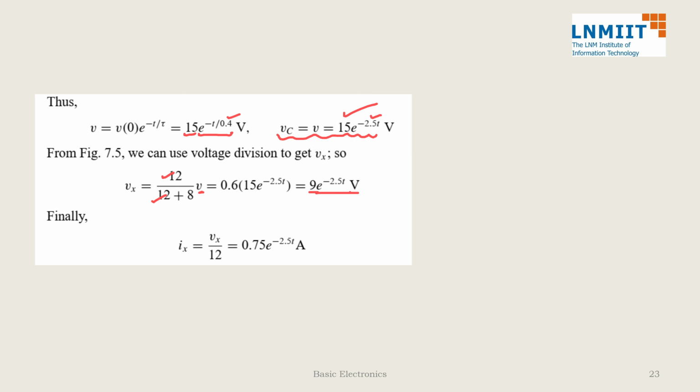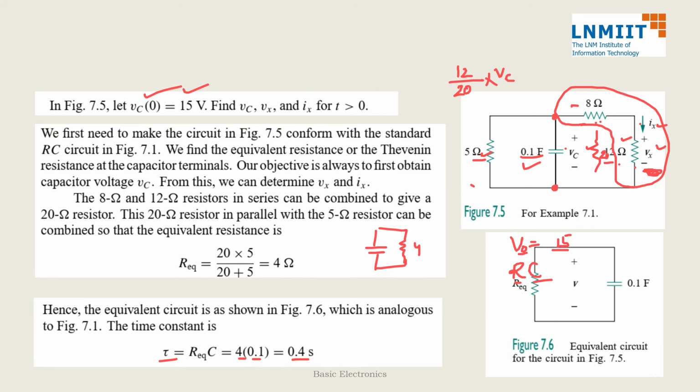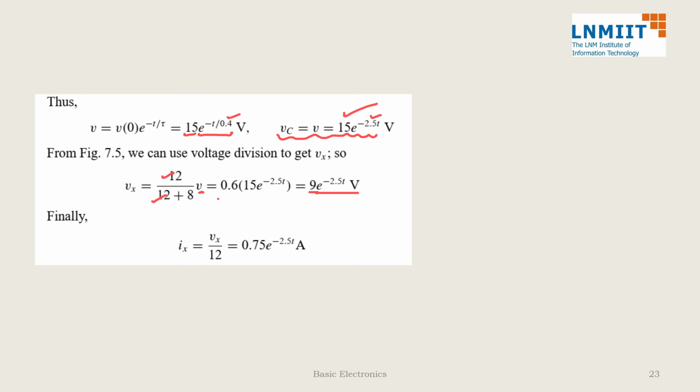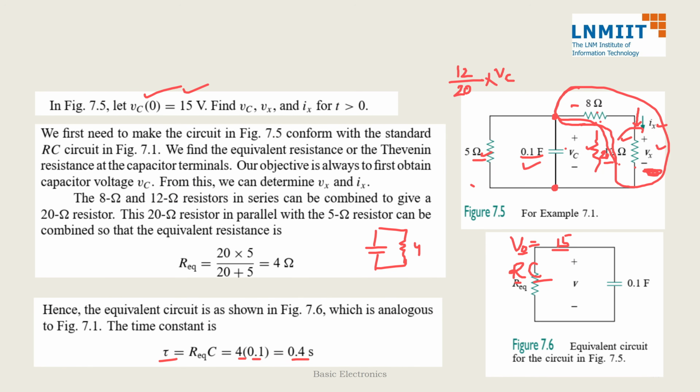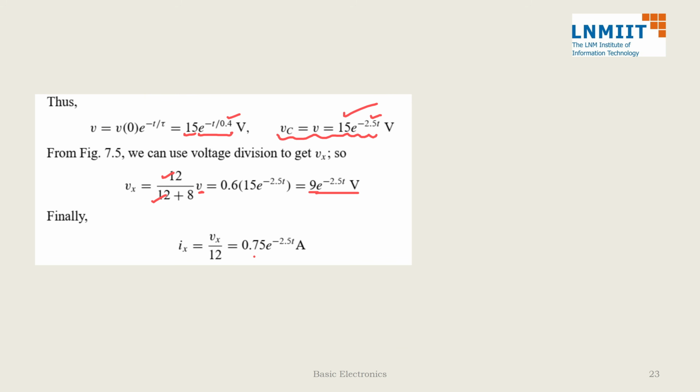power minus 2.5 t. The next question we can ask: how much current is flowing in this branch? Well, the voltage across this whole branch is 15 into e raised to power minus 2.5 t, and the total resistance of this branch is 20 ohm. So I could have easily divided, or the other way, you take this voltage Vx and divide by 12 ohm. Both of them are fine. So you got current also. That is how we will handle the first order RC circuit.